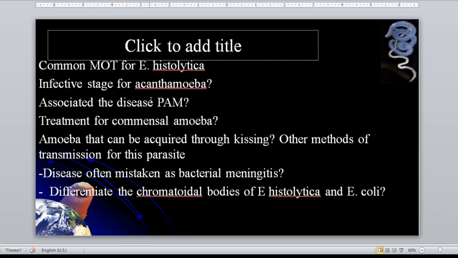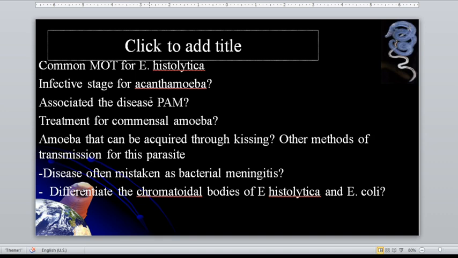This is often mistaken as bacterial meningitis. This is something I haven't told you. The symptoms of PAM resemble the symptoms of bacterial meningitis. So this is often mistaken as bacterial meningitis, that is PAM, caused by Naegleria fowleri.